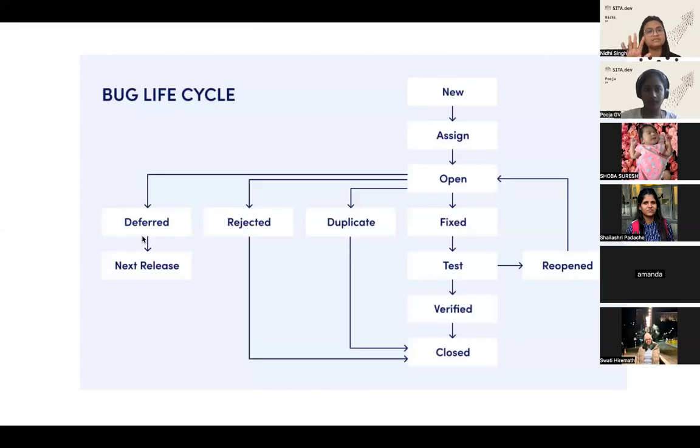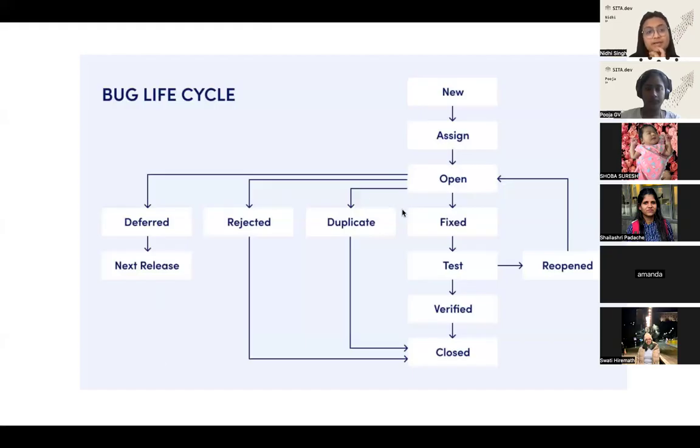Deferred means the bug is actually a bug, but there is no need to fix it now. It's not an emergency in this cycle, in this release. We'll work on it in the next cycle. There are other priorities we will concentrate on now. So in that case, the status will become deferred, and it is moved to the next release. In the next release, the developer will work on that bug, and then finally it will be closed.